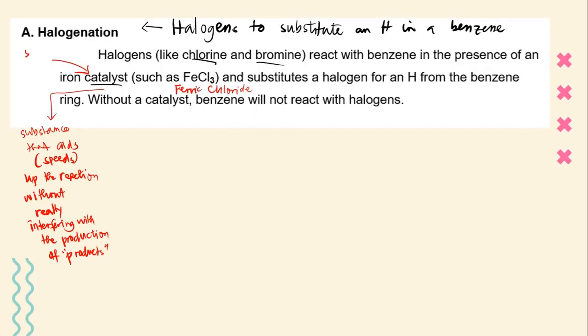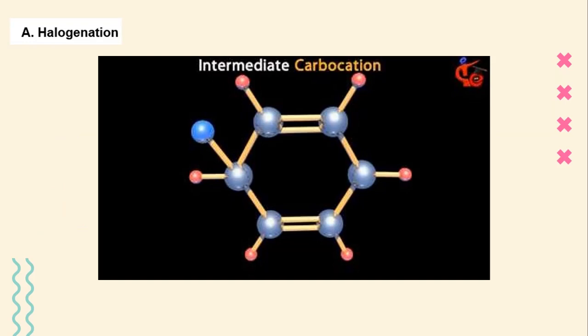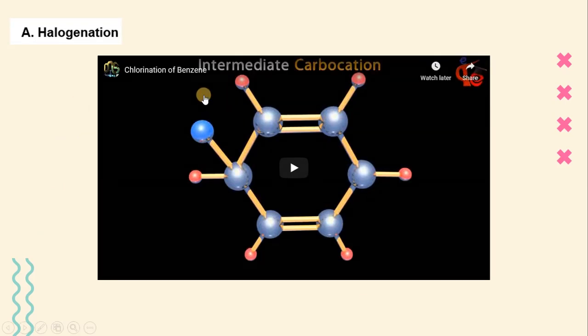Okay. So without a catalyst, the benzene will not react with halogens. So sometimes pugsunon ni si benzene. So kaning mga halogens need siya og catalyst. So ang common nilang catalyst kay si ferric chloride. This is an example of a chlorination of benzene.